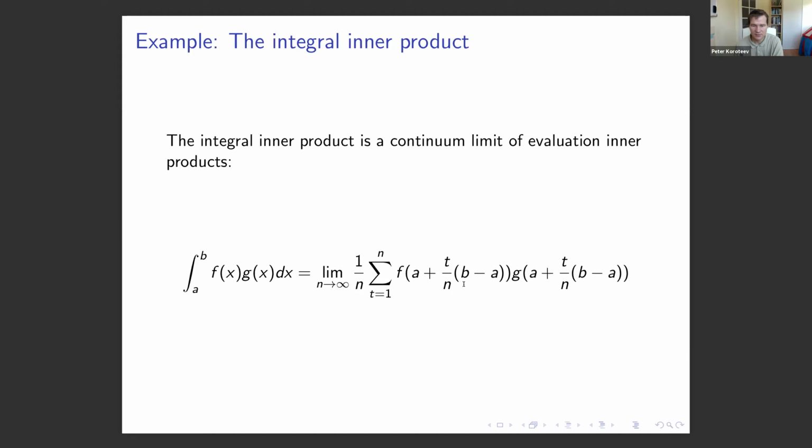Evaluate them at points which are equally spaced by interval 1 over n, and multiply them together. So you take a partition of interval AB, then you evaluate at every point of the partition the product of functions f and g. And then you divide by n, which is the mesh of the partition, and then take the limit. You can check that this gives you, more or less by definition, the Riemann integral from A to B.